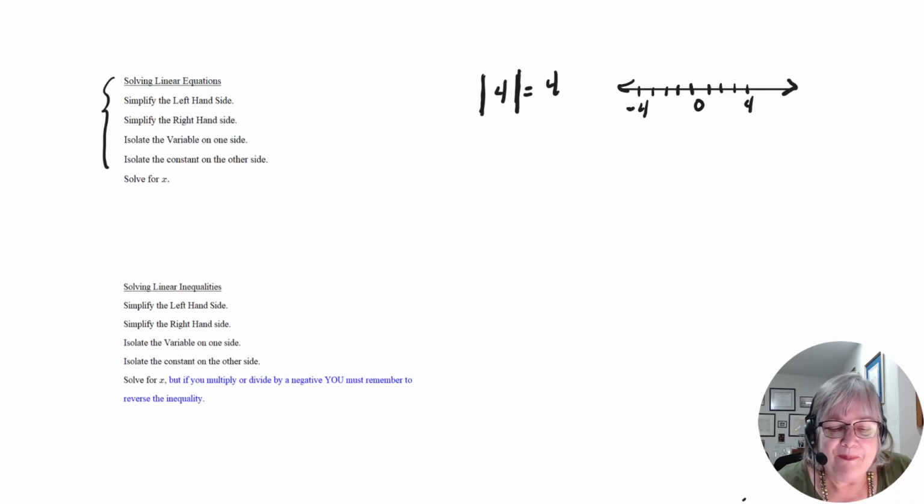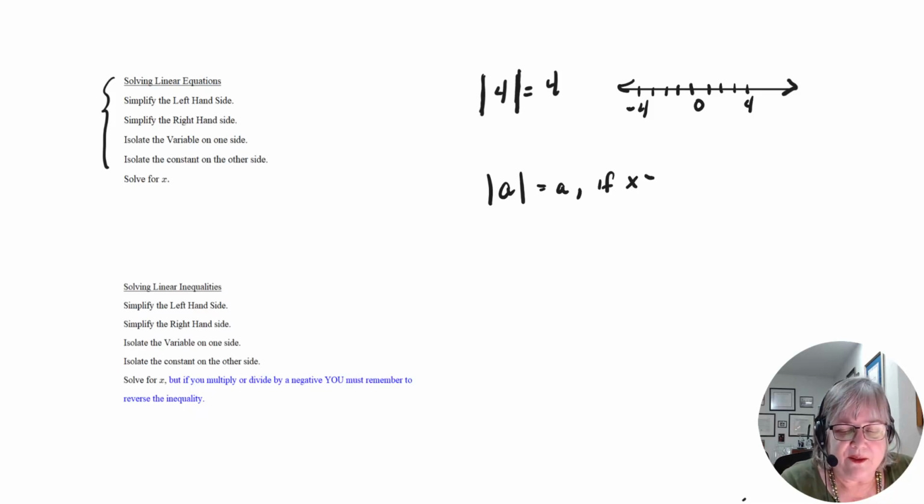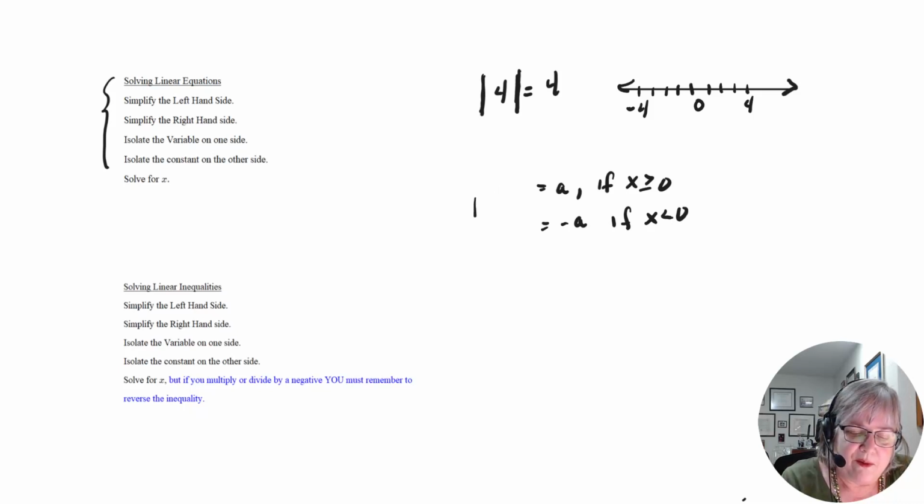All right. So now, the formal definition for this says, if you have the absolute value of some number a, it's equal to a if x is greater than or equal to 0, and it's equal to the negative of a if x is less than 0. Let me straighten that up just a little bit so it looks the way they normally show it in the books, like this. All right, so they have two cases. Now, what does that mean?